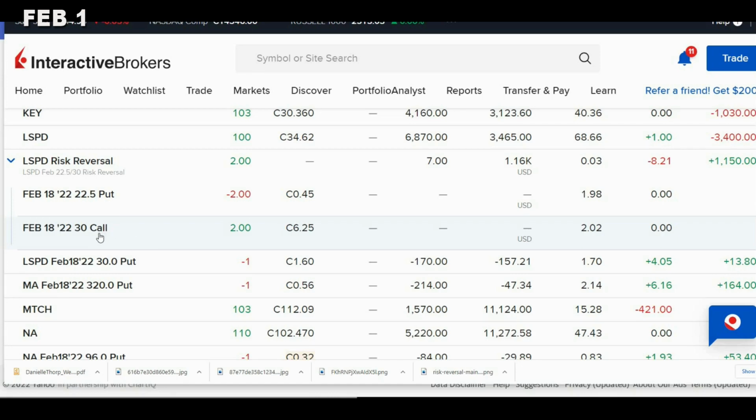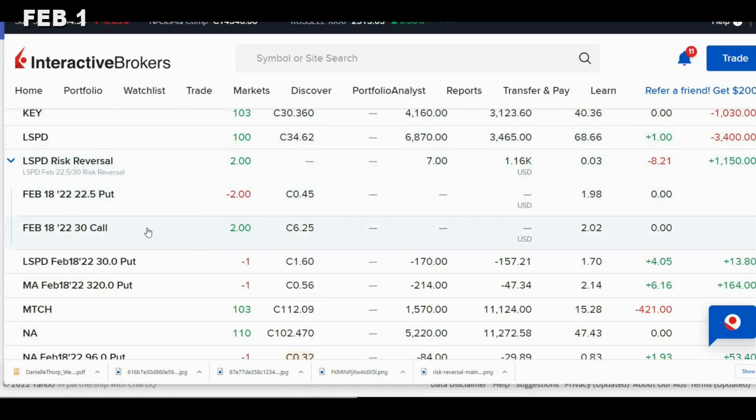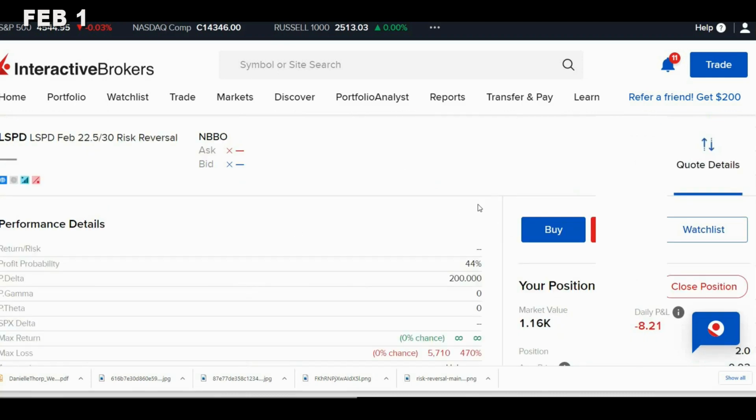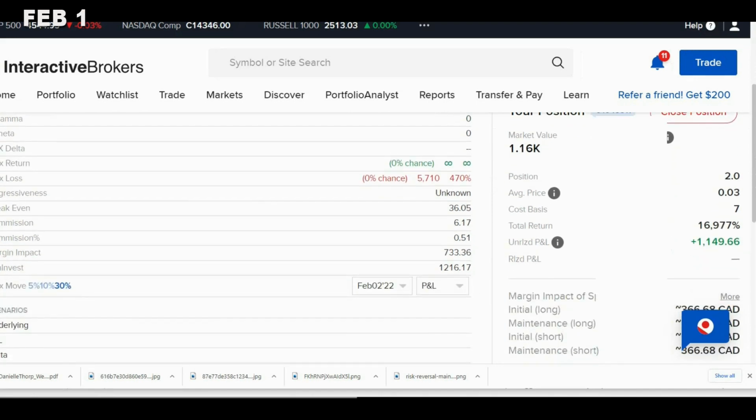You can exercise this today and buy the stock for $30, go into the stock market, and then sell it for 34.62 and make 4.62 per share. Right, so that's just some easy profit there. And that's why this has more intrinsic value now, which is why it's worth more. I have two options, so you just multiply that by 200 basically, and that's how much I can get if I sell this call and close the position. If I click on this risk reversal here, it takes me to a detailed breakdown of my position, and I'm just interested in this Your Position section here on the right. It basically tells me the market value is worth 1,160 now.